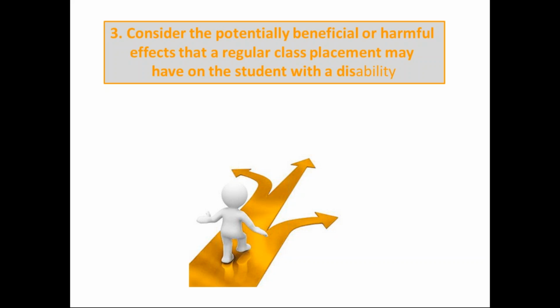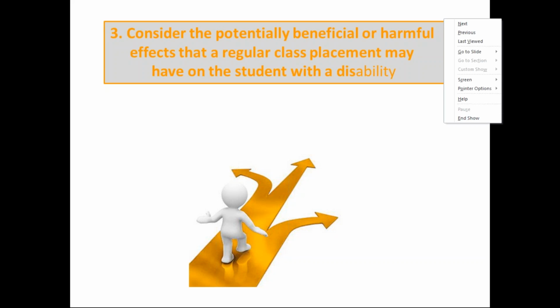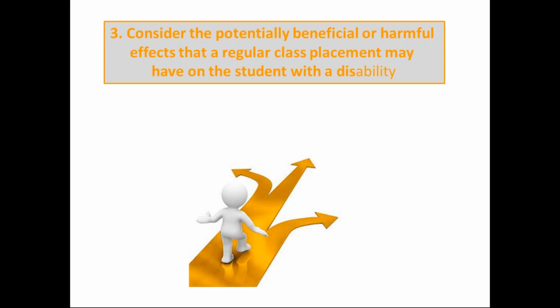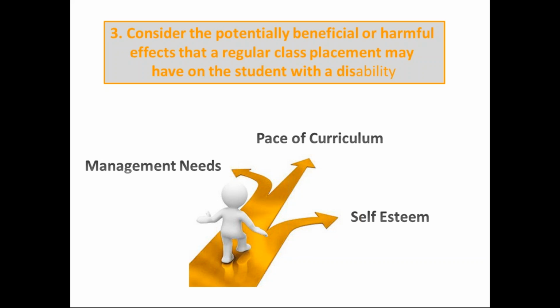Consider each of these three factors equally. What are the management needs of the child? What's the pace of the curriculum, and could it be modified for this child so they would be successful? How about the self-esteem of a student in different settings? Which setting would be the best for the child? All of these are important aspects to consider.